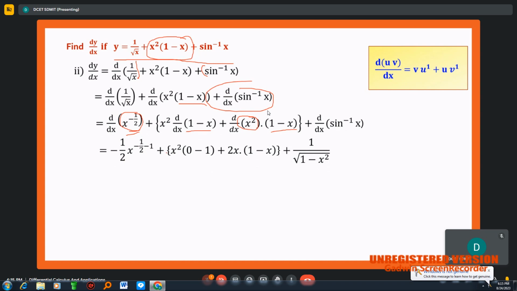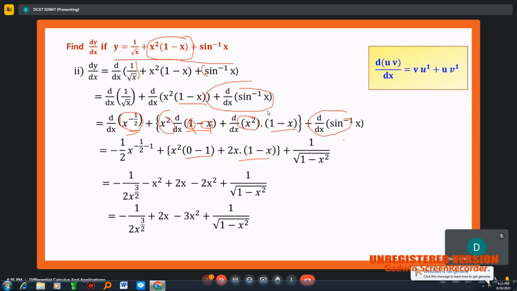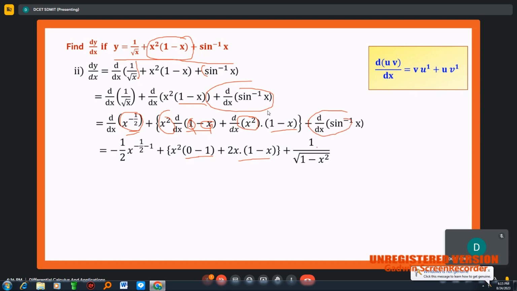Now, for this, x square is kept constant. Differentiation of 1 is what? 0. Differentiation of x is what? 1. 0 minus 1 here. 2. Differentiation of x square is 2x. 1 minus x is constant. What is the differentiation of sine inverse x? Differentiation of sine inverse x is nothing but 1 divided by square root of 1 minus x square.